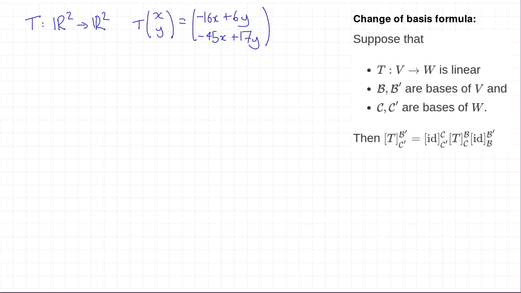We're going to consider two different bases of R squared. The first, E, will be the standard basis, written as e1 and e2. So e1 is the column vector (1, 0), and e2 is the column vector (0, 1). And our other basis, F, will be (2, 5) and (1, 3). I'm going to call the first of those vectors f1 and the second of those vectors f2.